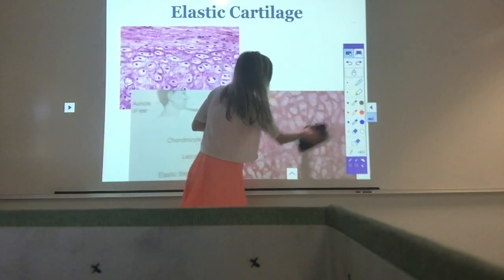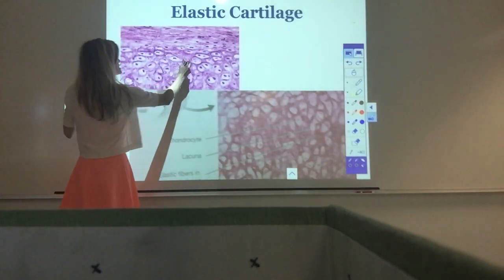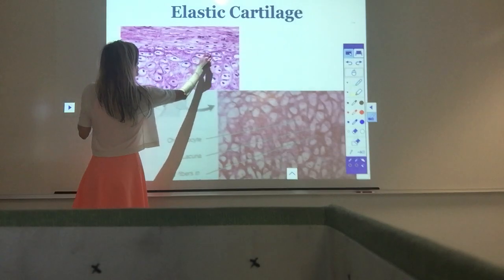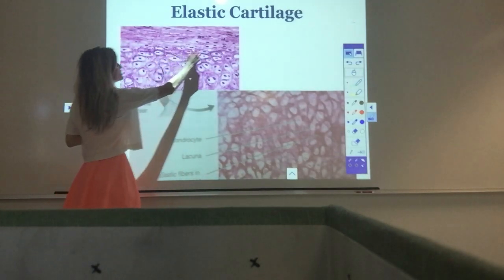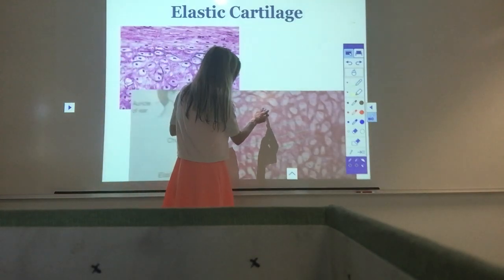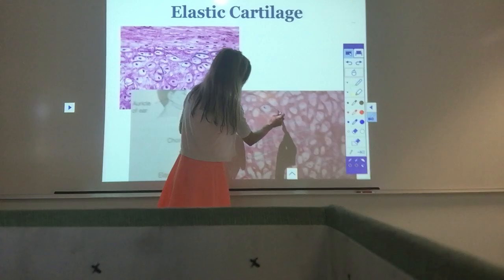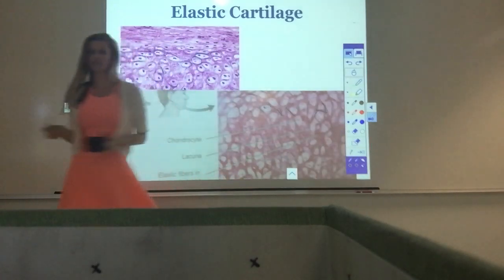These are showing you other examples of elastic cartilage. Again, you can see this nice, clear, obvious lacuna around the outside of the cells, and then you see that it's dark, right? Any of this darkness outside is elastic fibers. Same thing here, nucleus, cell, lacuna, okay? And this is dark. Darkness is showing you that's elastic cartilage.